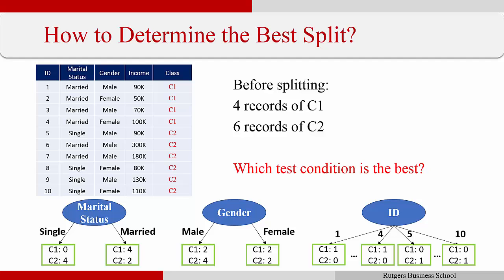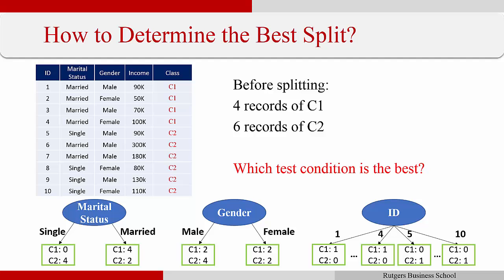And because ID is a kind of identification, everyone has a different ID. So of course, if you split by ID, each node has only one person, and this person will belong to class 1 or class 2 definitely. But can we use ID to split? The answer is no, because the ID itself can bring no information to your model.